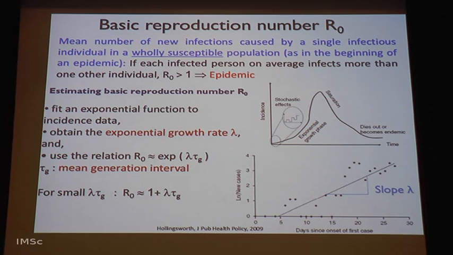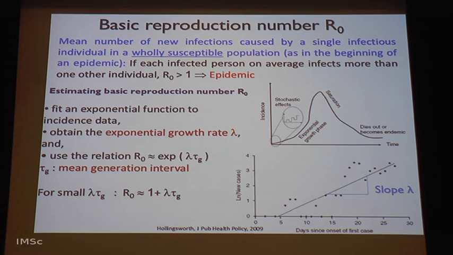So we estimated the basic reproduction number. What is the basic reproduction number? It is the average number of new secondary infections caused by a primary infected individual in a wholly susceptible population. In the initial period there are no interventions and no controlling measures, so during that period the basic reproduction number has to be estimated. This is R0. If R0 is greater than 1, the epidemic will spread.